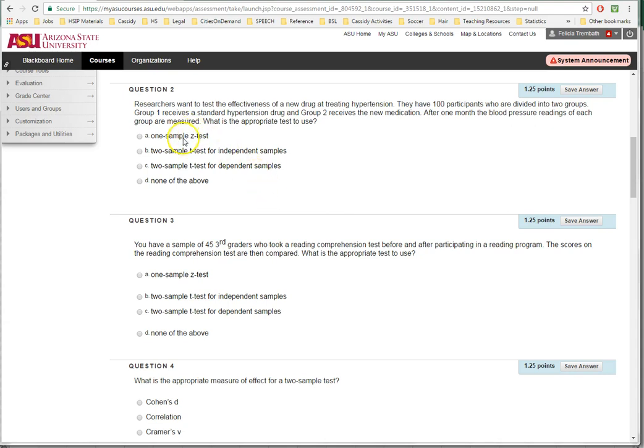So let me just look at the criteria. A 1-sample z-test, that would be comparing 1 sample to a population. So that doesn't fit here. 2-sample t-test for independent samples, yes, because I have 2 samples and they're independent. A 2-sample t-test for dependent samples, no, because the groups are not dependent groups.